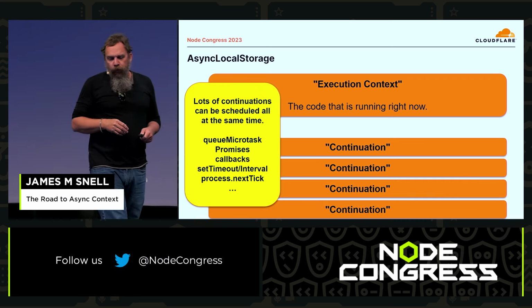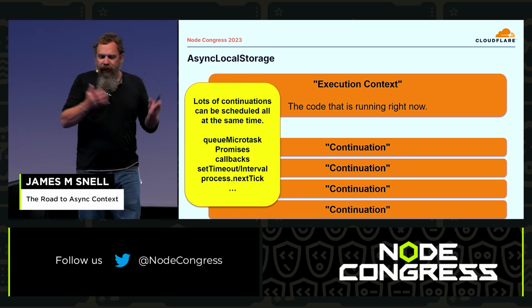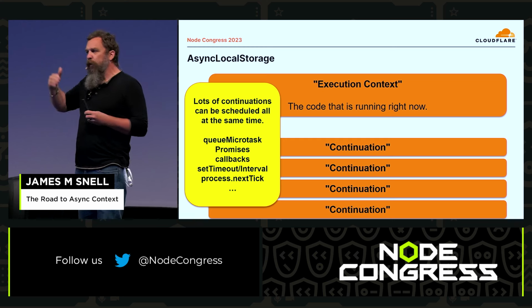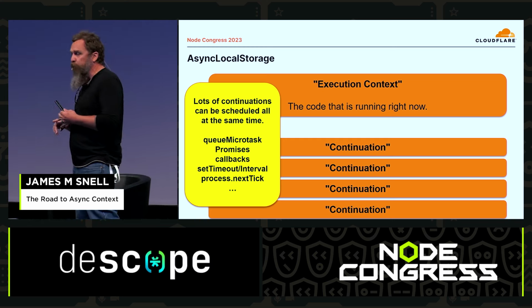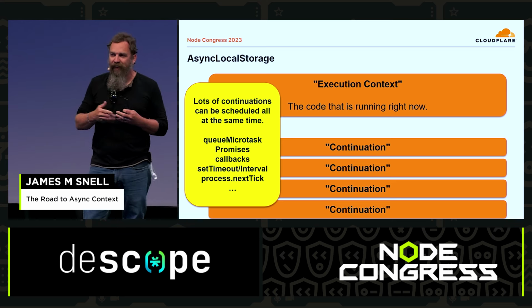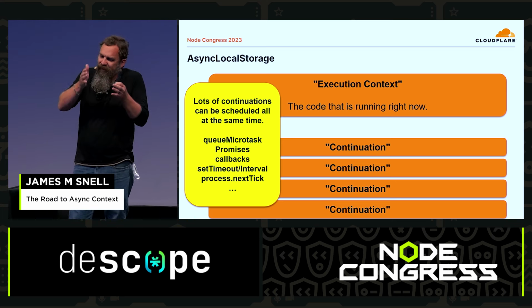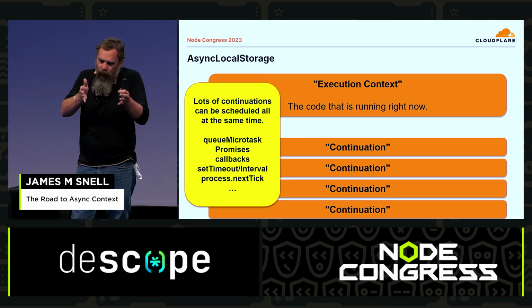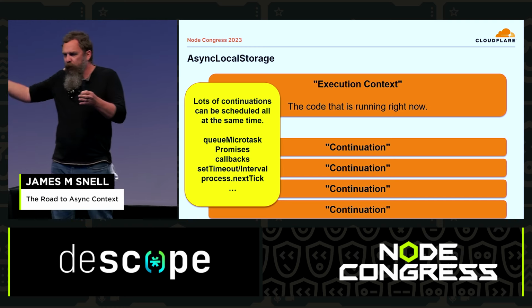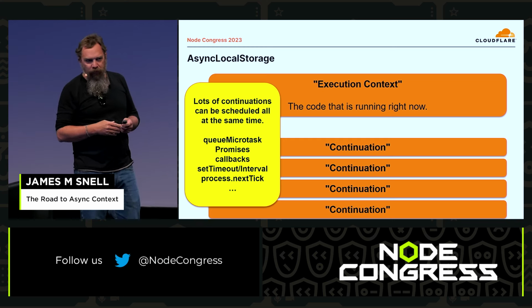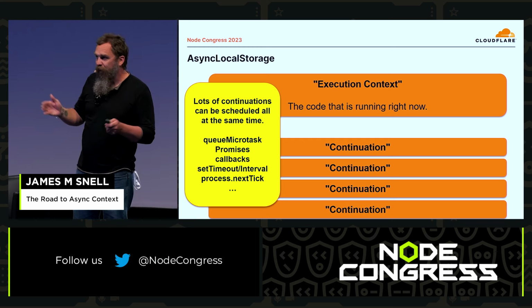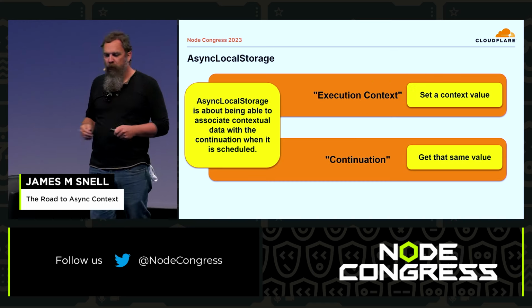As the execution context is running, it can schedule any number of these things. If you're using queueMicrotask or promises or callbacks or process.nextTick, all of these are things that the current running code can schedule to run either a few moments from now or sometime later in the application. But these things can get stacked up.